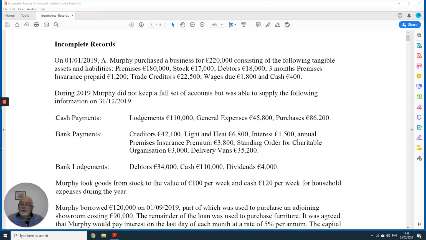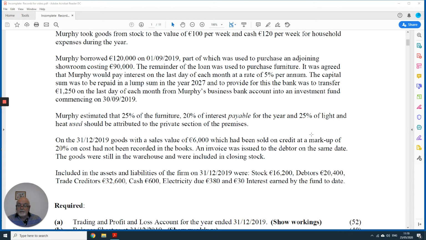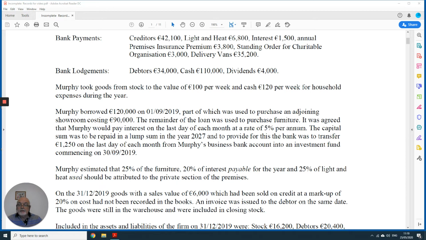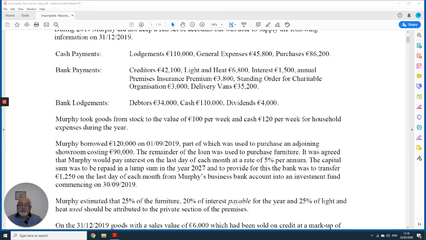Hello again. We're going to finish our incomplete records control account method now that we began a while back for A. Murphy. We know that it's the control account method because we can see the debtors at the start of the year and at the end of the year here in the final paragraph again. And in the question itself, we can see in our bank lodgements the amount of money the debtors paid us during the year. And with those three bits of information, we know we can do a debtors control account.